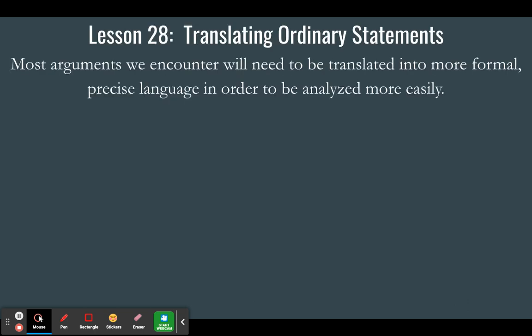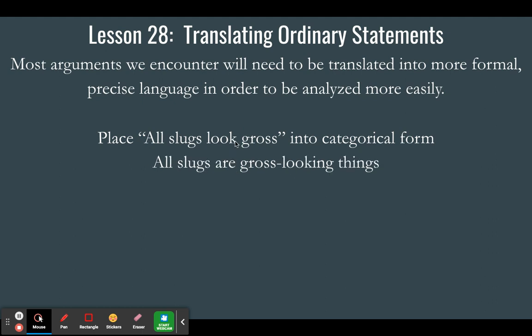So let's take a look at translating ordinary statements. Most arguments that you're going to encounter in real life, people don't walk up and speak to you in categorical form. Most of these need to be translated into more formal, precise language so that we can put them into categorical syllogisms, analyze them and determine their validity before going on to check for soundness. So, for example, all slugs look gross. Now, this one you probably know how to do. I've got a subject, an adjective in the predicate instead of a predicate nominative, and I don't have a helping verb, but I know what to do here. All slugs are gross looking things. So you guys probably all were able to do that.